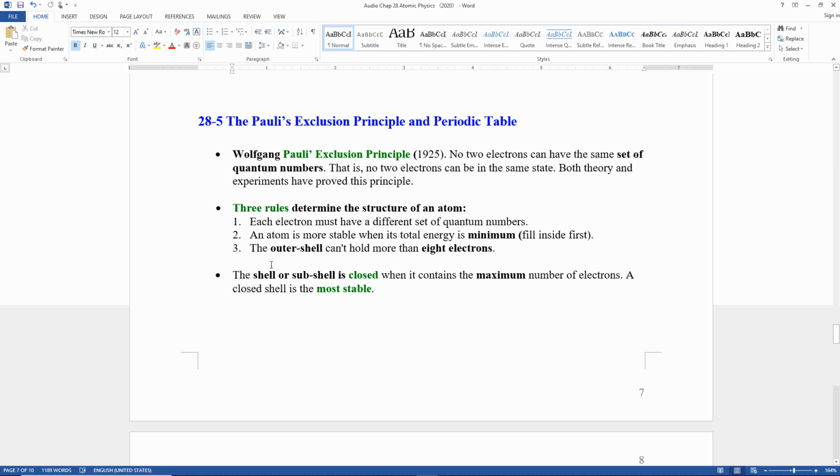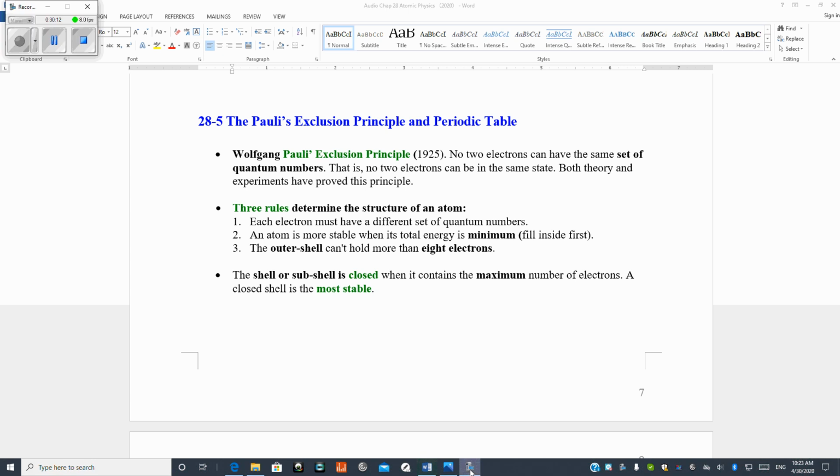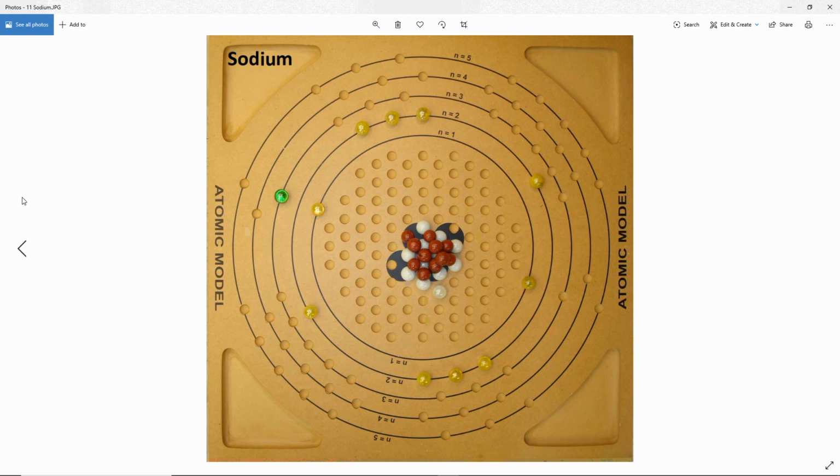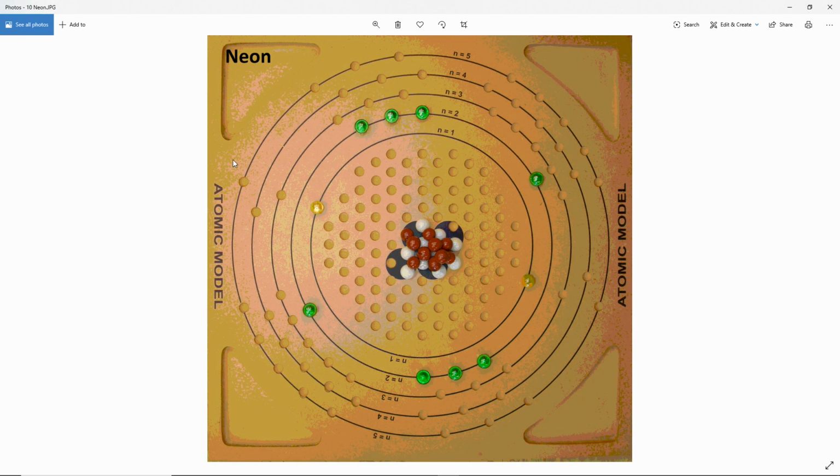So now, number 3, the outer shell, the last energy shell, cannot hold more than 8. Eight electrons is the maximum. Okay, so now let's go back to this again. After neon, if you study a periodic table, that's the second period. The second shell has 4 plus 4, 8 electrons. So the second one is closed.